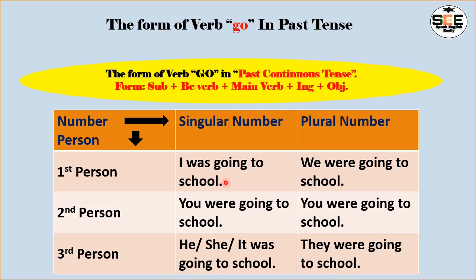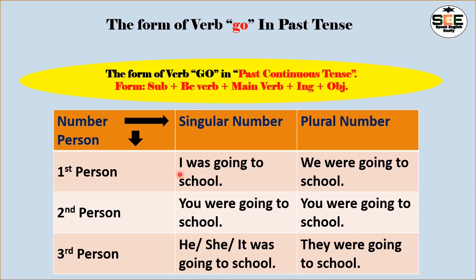So if we analyze this sentence, then we can find I is the subject, was is the be verb and go is the main verb, and it is adding ing with it so that we can make it continuous tense, right? And school is the object. So we can say here, I was going to school. It is past continuous tense, right?